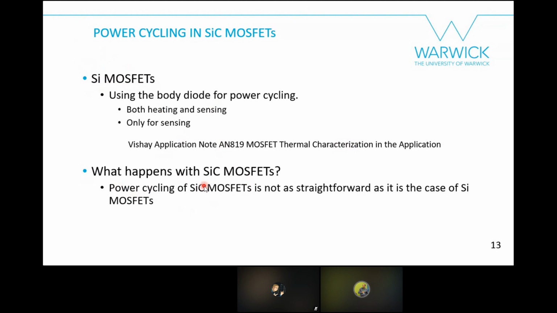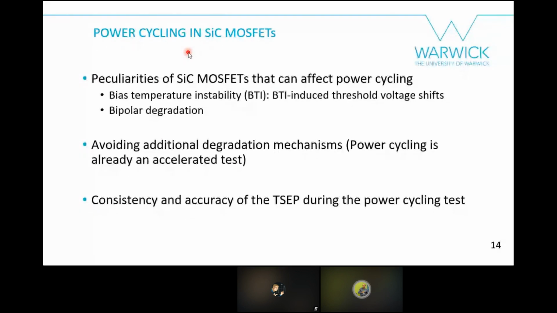But what happens with the silicon carbide MOSFETs? Unluckily, it's not as straightforward as the case of silicon MOSFETs. There are some things that you have to consider before implementing a power cycling methodology in silicon carbide MOSFETs. There are some peculiarities of silicon carbide MOSFETs that can affect power cycling. One is bias temperature instability, BTI, and BTI-induced threshold voltage shifts, and bipolar degradation.